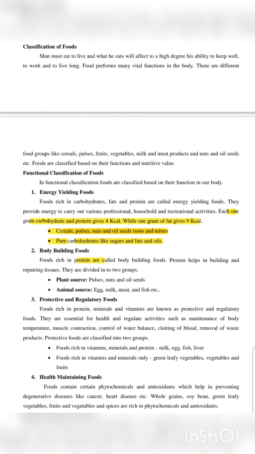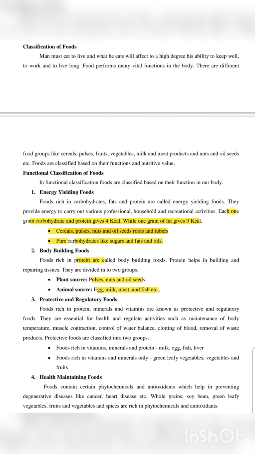From the plant sources we have proteins from pulses, nuts and oil seeds. We all know pulses, nuts, dry fruits. And oil seeds, like pumpkin, chia, sunflower seeds, different types of oil seeds. We are using vegetable oils from these seeds. And from the animal sources we have egg, milk, meat and fish, etc., from the non-vegetarian part.